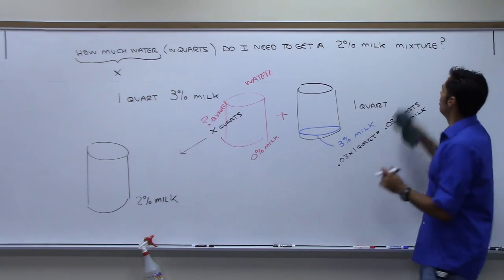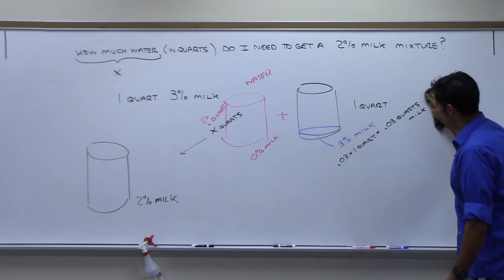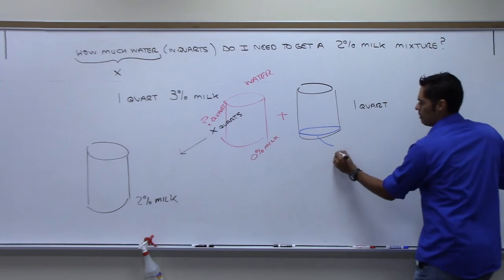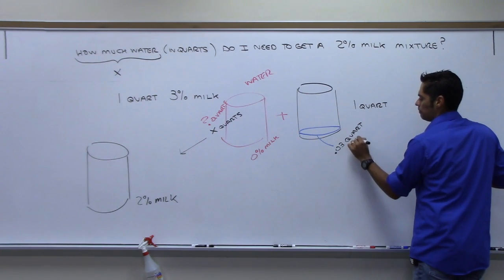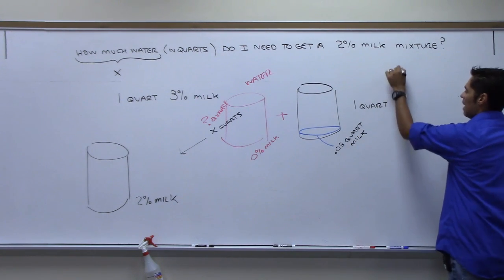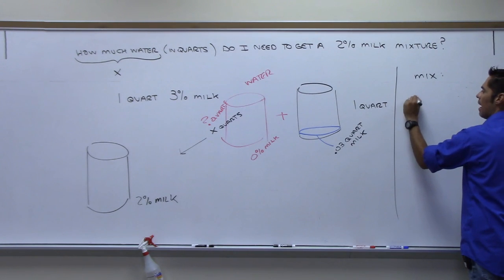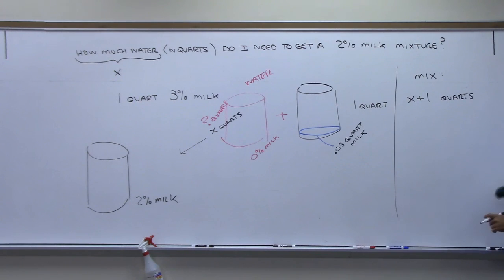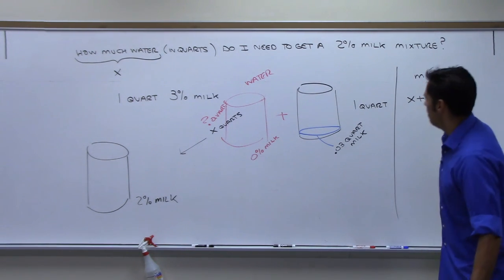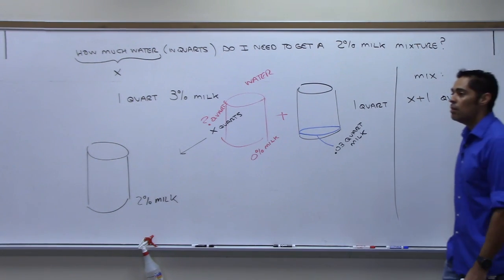Agreed? So your mixture, I'm running out of room here. I'll leave this. This was 0.03 quarts of milk. Okay, when I add them, the mixture, I will have X plus 1 quarts. Yes? How much milk will be in there?